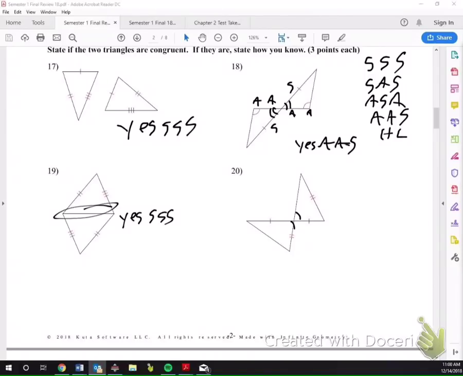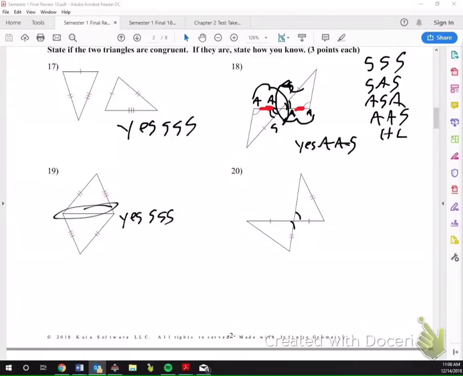Okay, so if we had been talking about angle, side, angle, it would have been the side in between the two angles right there. But because we're going from one angle to another angle, and then to the side, it's angle, angle, side. Number 19 is side, side, side, because we have a shared side.